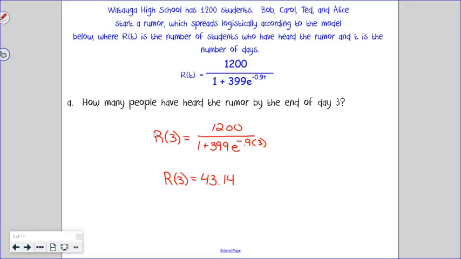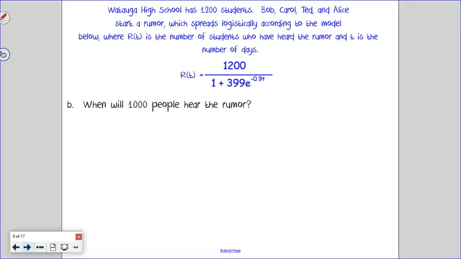Okay, so sticking with this situation, this problem right here is the one that takes the most amount of algebra. We will do it 3 times today. This is the first time, and I'm going to walk you through it. The second time, we're going to look at speeding it up a little bit, and the third time, you're going to do it by yourself. Okay? So it says, when will 1,000 people hear the rumor?